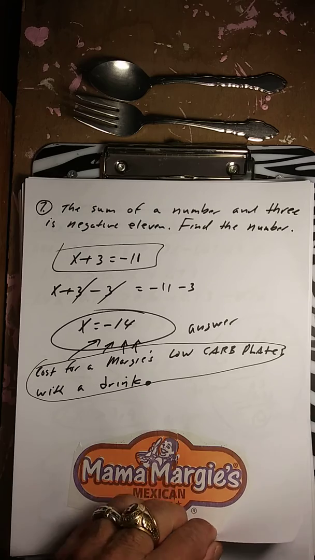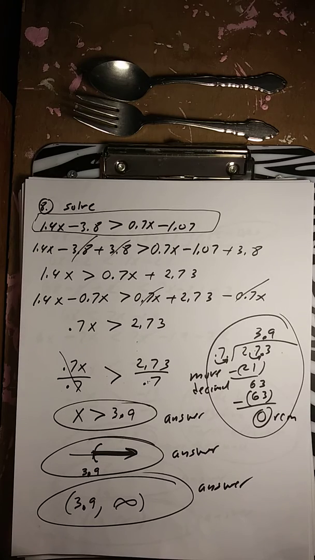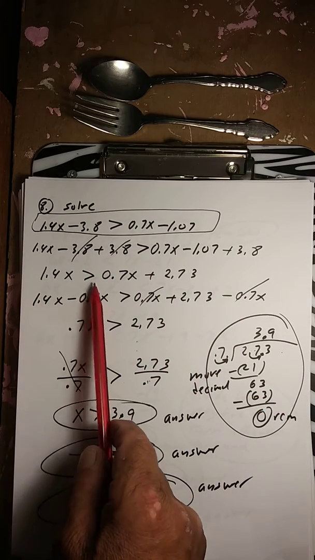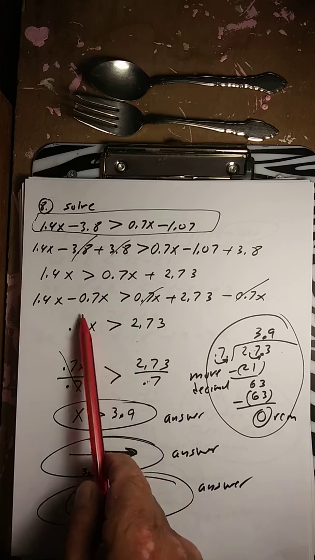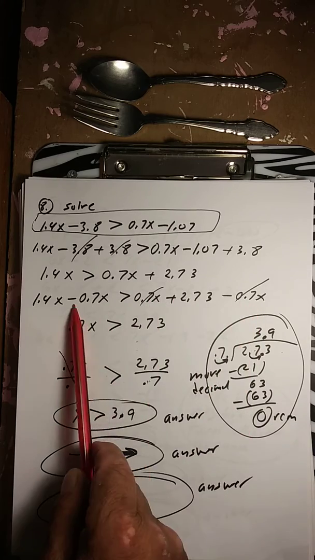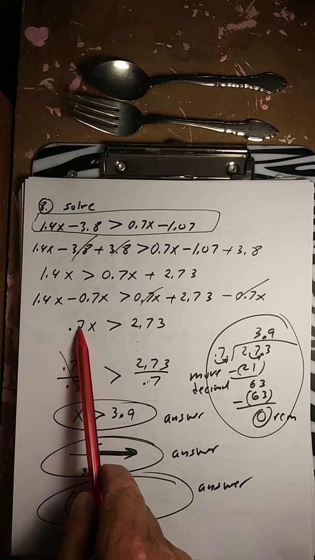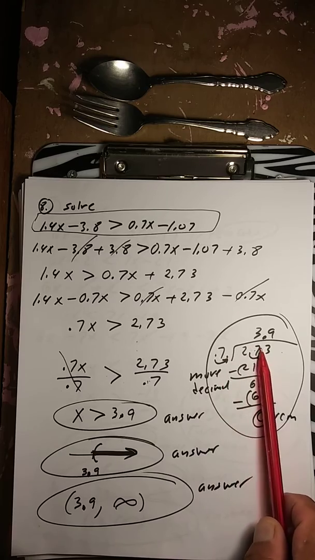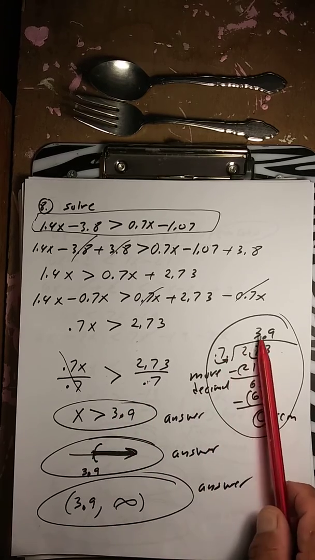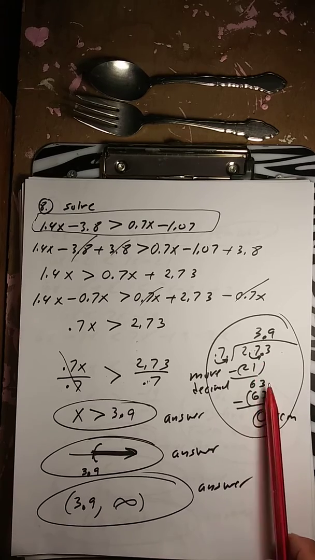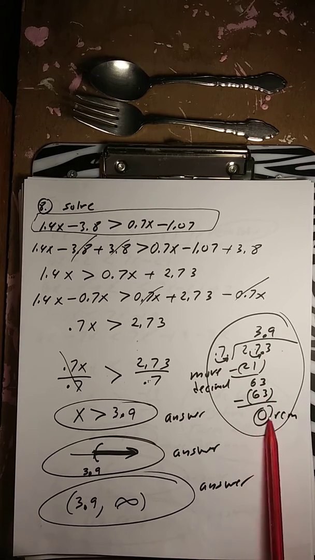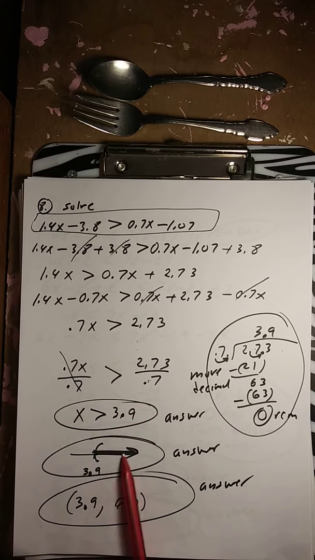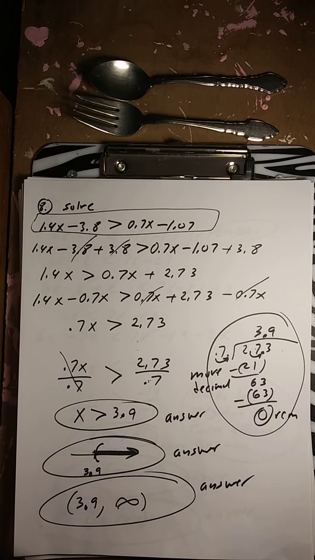Negative 14. Solve the linear inequality. All right, so add 3.8, these are gone. So 1.4x is greater than 0.7x and that. Now you're going to go minus 0.7, these are gone. So 0.7x is greater than 2.73. Divide by 0.7, move the decimal 1 over. So this is going to be 7 times 3 is 21. 21 from that is 6, bring the 3 down. 7 times 9 is 63. 63 from 63 is 0 remainder, done. So 3.9. So x is greater than 3.9. Or from 3.9 to infinity.